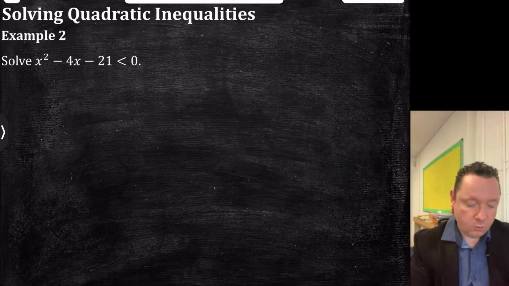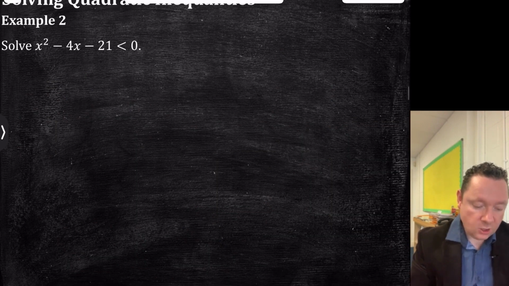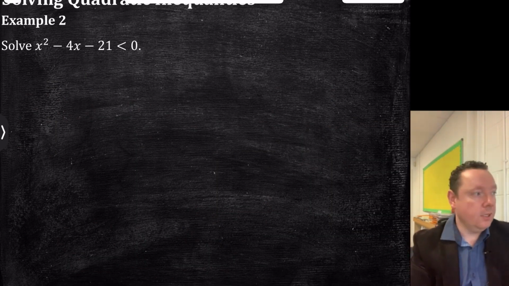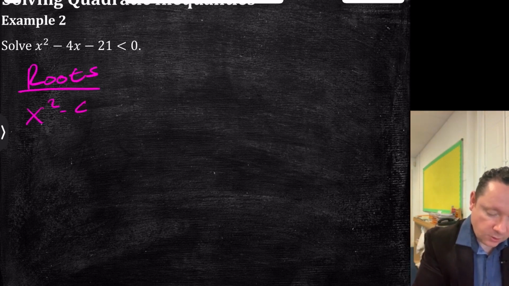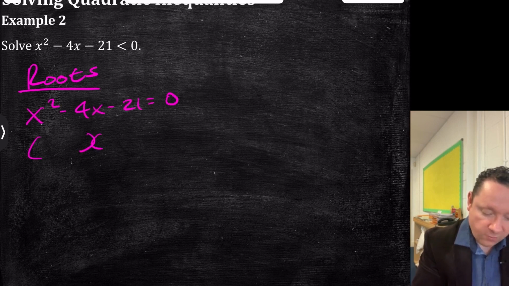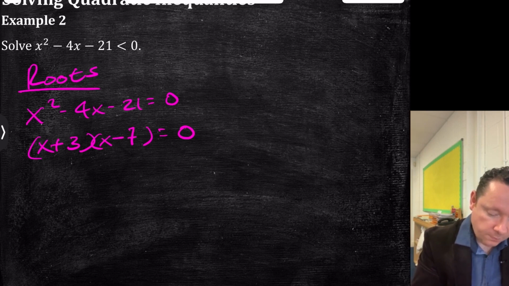So in quadratic inequalities, example 2 says, solve x squared minus 4x minus 21 is less than 0. So the first thing we always do is examine our roots. Just do our National 5 stuff. x squared minus 4x minus 21 is equal to 0, which means I can hopefully factorise this. x and x, 7 and 3. Minus 7 plus 3 is minus 4. So x is equal to minus 3, or x is equal to 7 as our roots.